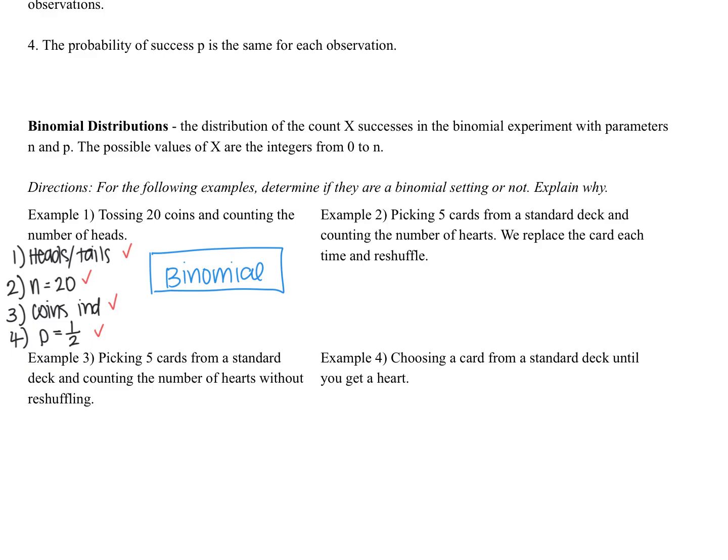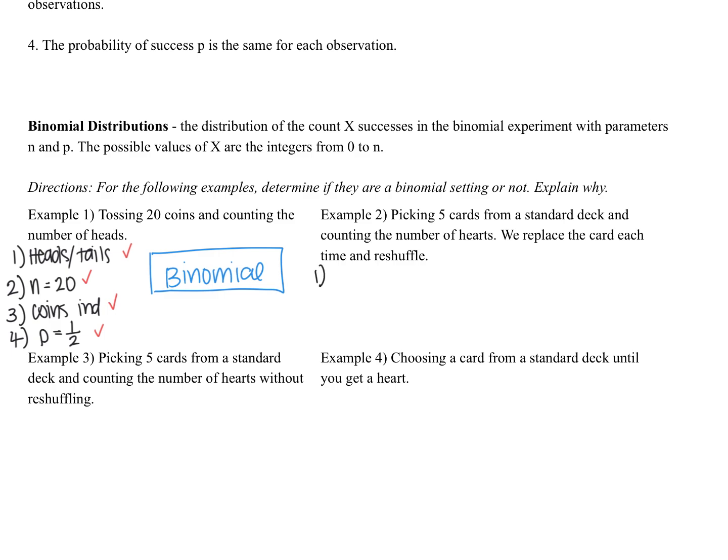Our next 3 examples are going to have to do with cards, and we're going to slightly change the wording of the problem each time to see if it stays a binomial distribution. So for our first example, we're picking 5 cards from a standard deck and counting the number of hearts, and we're going to replace the card each time and reshuffle.